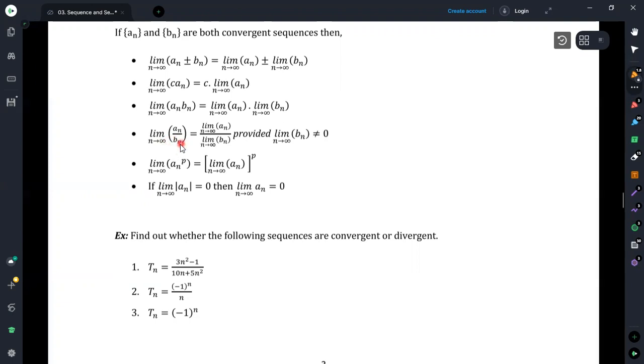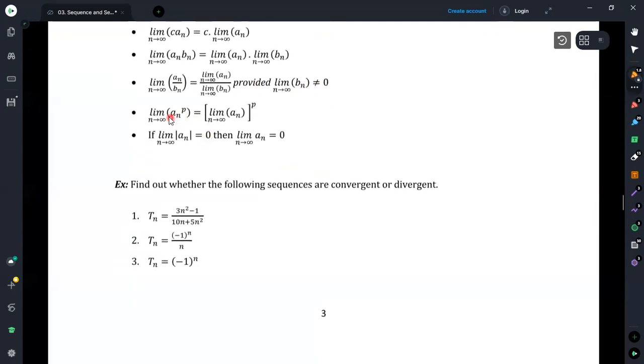But it will happen if the sequence taken at the denominator is convergent, but it does not converge to the value 0. Other than the value 0, we can use any value as the limit, any value to which it converges. Then we can take this as the new sequence, and it would be a convergent sequence.